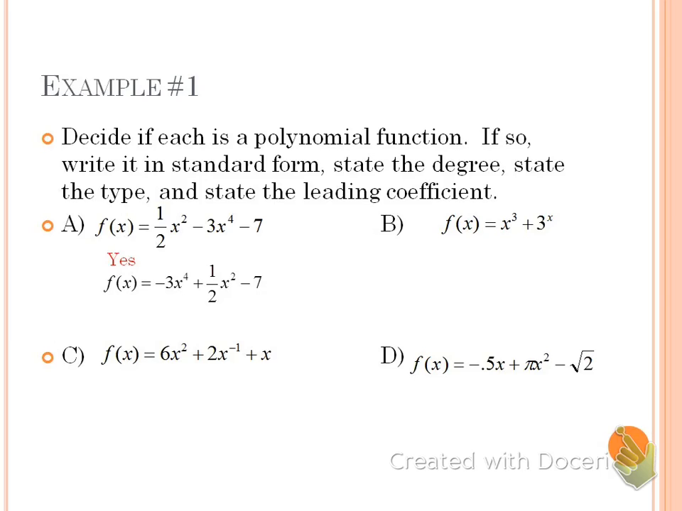The next thing we're looking for is the degree. The degree is just the largest exponent. So what's the largest exponent here? 4. The leading coefficient is your coefficient that's in the front when it's in standard form, or the coefficient with the term that has the largest exponent, so negative 3. And this is called a quartic because it has degree 4. What are your questions on this?